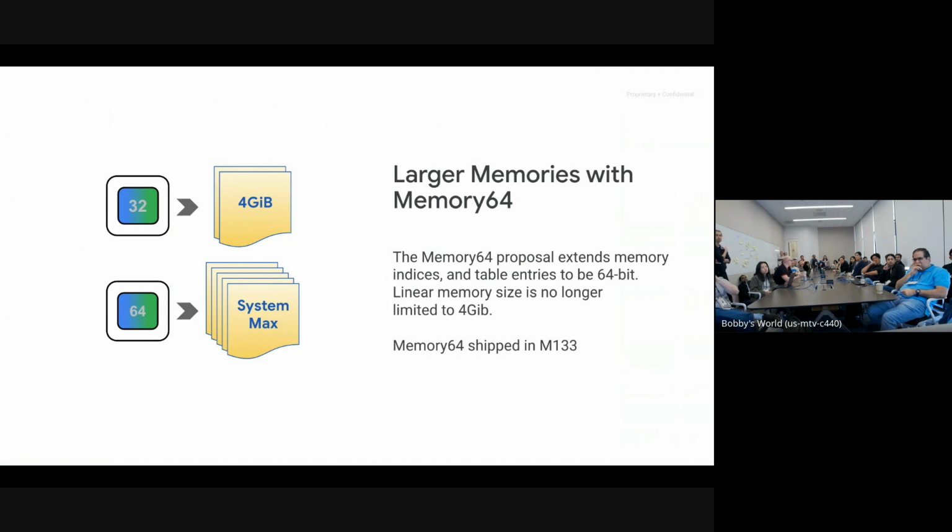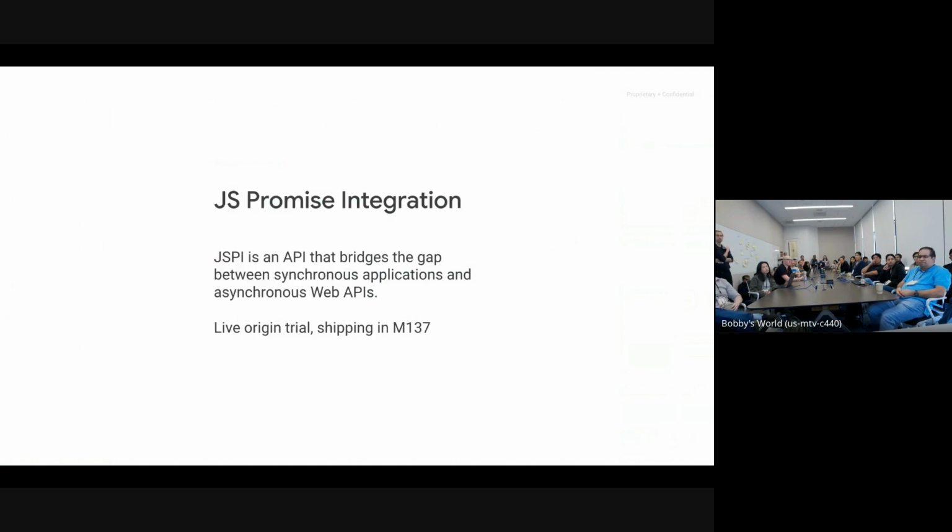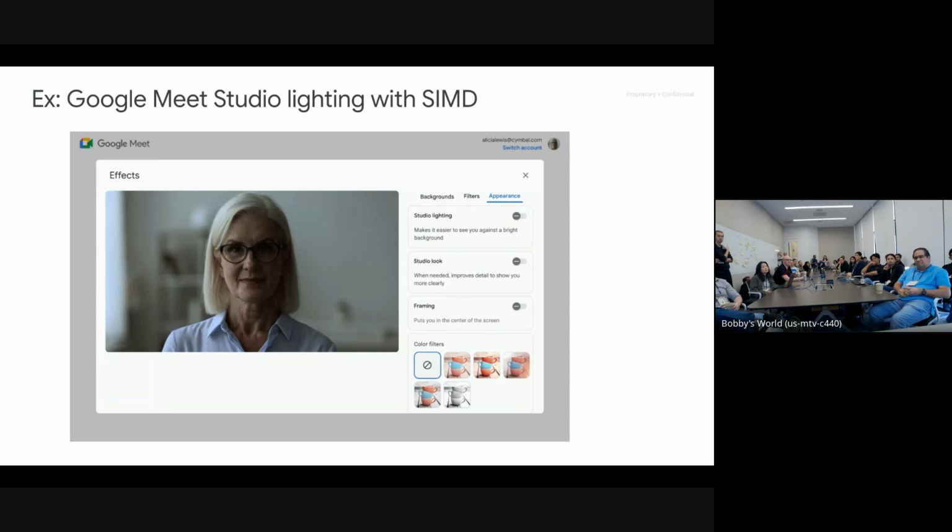I think we all get this, right? You now can actually address a lot more memory space, and that can be relevant for some of these very large models. And then JS promise integration is an API to bridge the gap between synchronous applications and asynchronous web APIs, which comes up all the time in the WebAssembly world, and this will be a huge benefit.